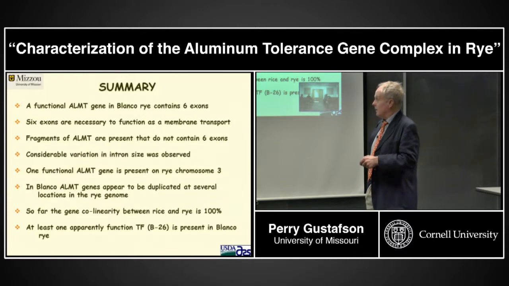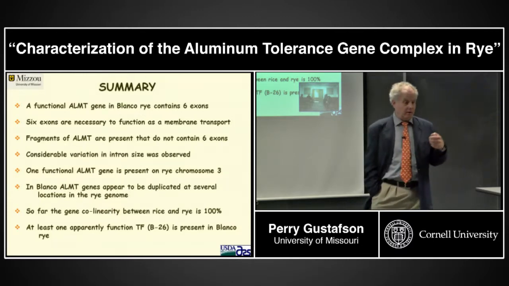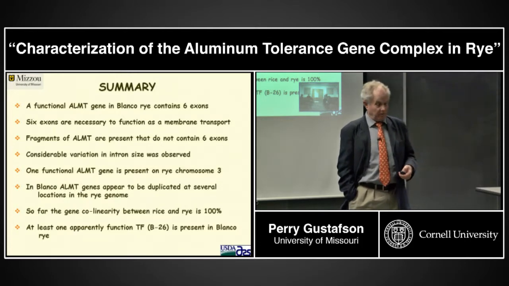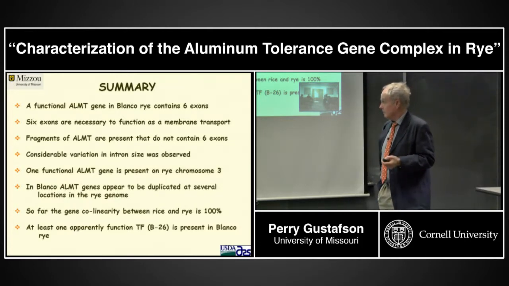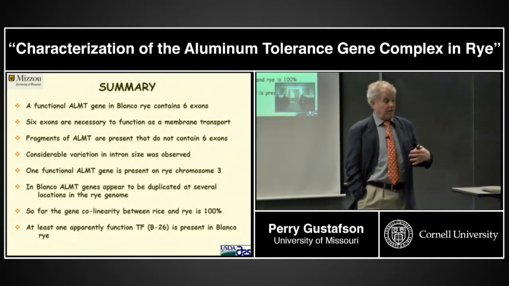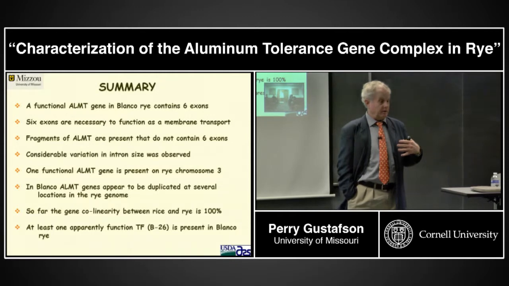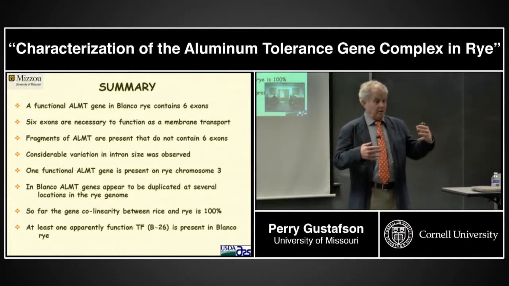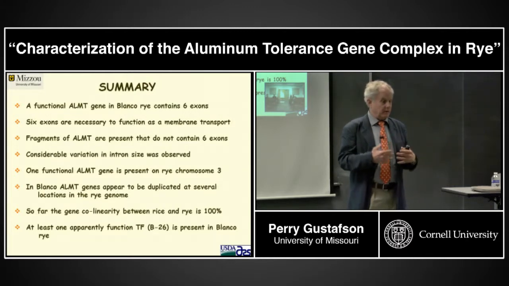Because one functional ALMT is on chromosome 3. The genetic region we were looking at is on the long arm of chromosome 4. So in Blanco rye, this gene, this region, throughout evolution, has appeared to be duplicated, moved around, whether jumping genes were involved or not, but it's moved around. If anybody is looking at genome evolution of almost any species, they don't stay in the same place, they move.